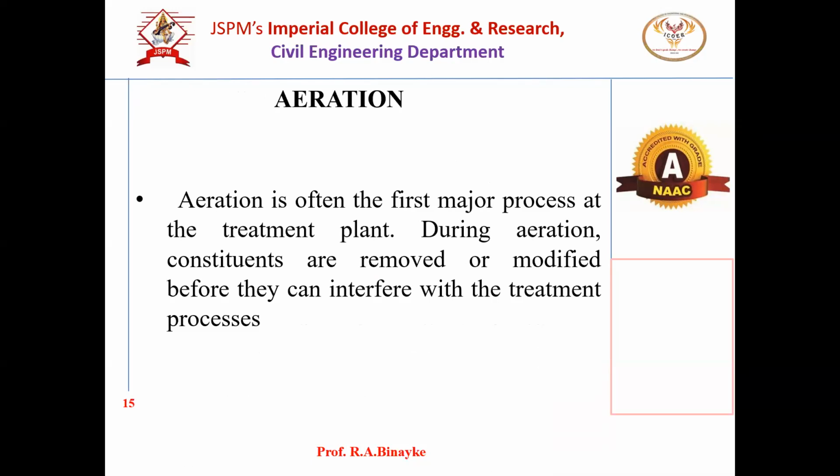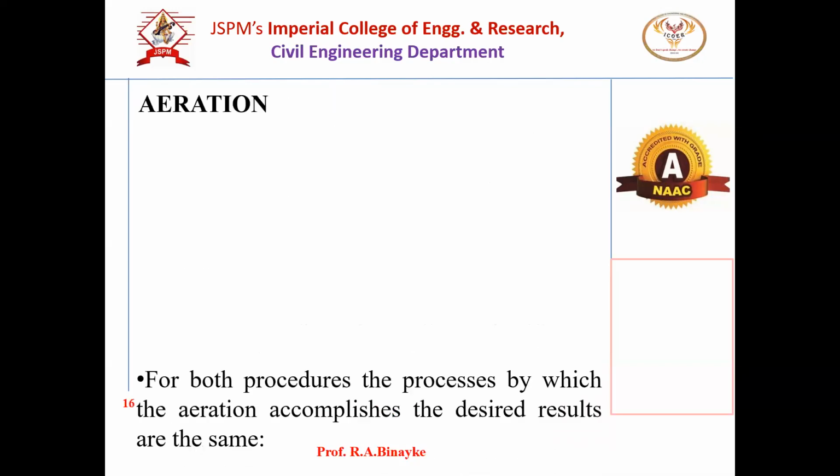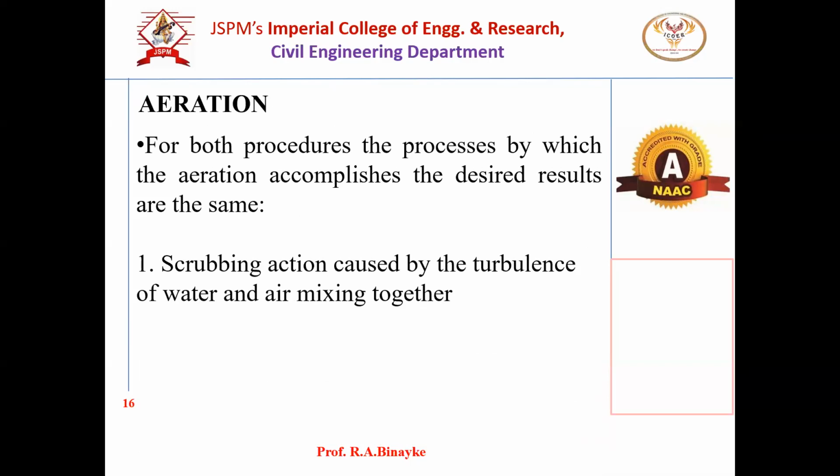Aeration is the first major operation at a treatment plant. 90% of the time this process is the first operation. You have to provide screening for removing floating matter, which may or may not be provided. Aeration is also a type of miscellaneous process. During aeration, we remove some constituents and modify water before the treatment process. So what are the things we have to focus on?